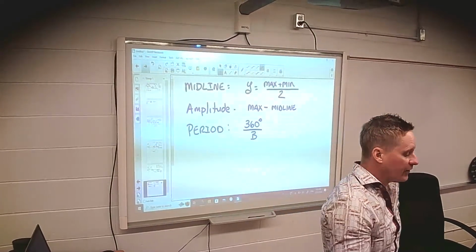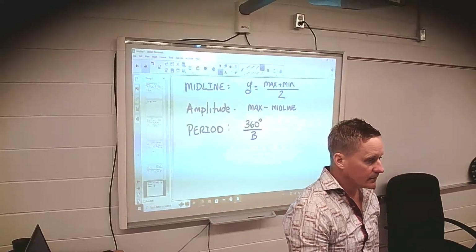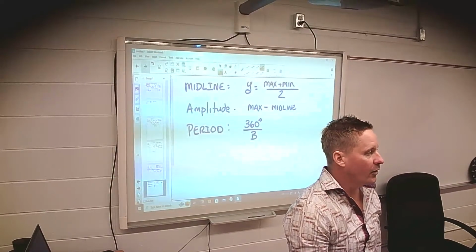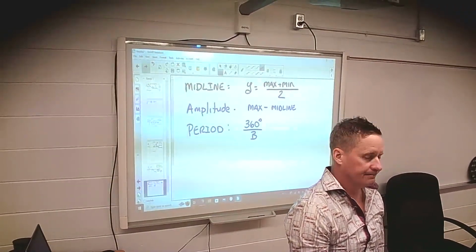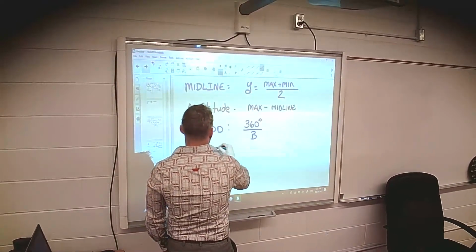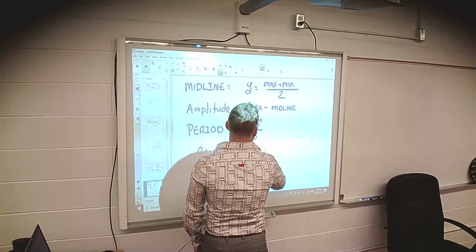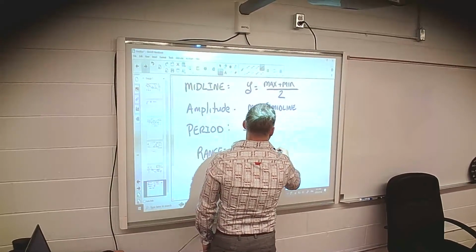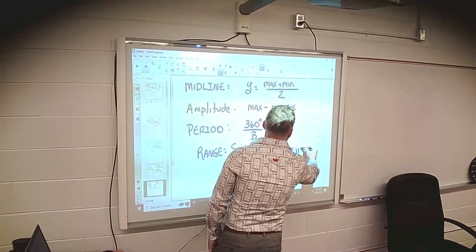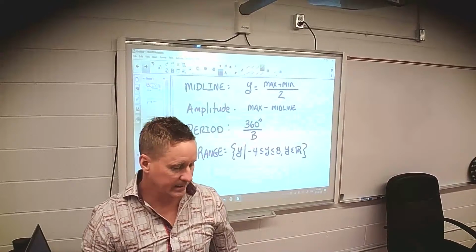All right. First things first. What's the range of that graph? What's the lowest it hits? -4. How high does it hit? 8. The range for that graph is -4 less than or equal to y less than or equal to 8. -4 to 8.